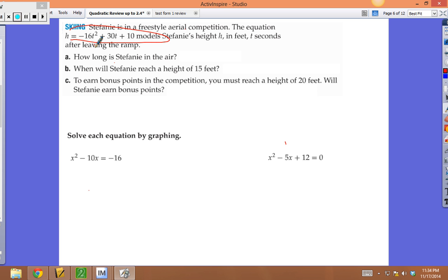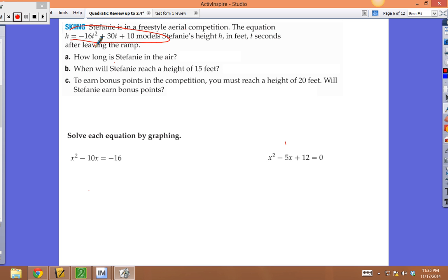Dang, I think I typed it wrong. -16x squared plus 30x plus 10. Oh, I did type it wrong. Dang it. Alright, there we go. Holy cow. Alright. Okay, it is in the air. I got 24 seconds? No. That's how high it goes.